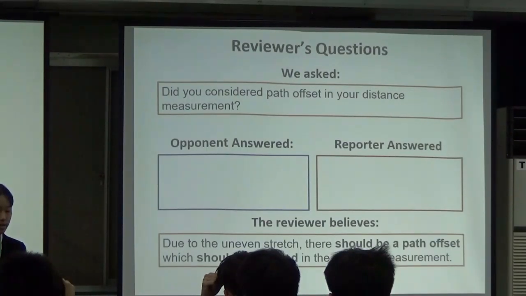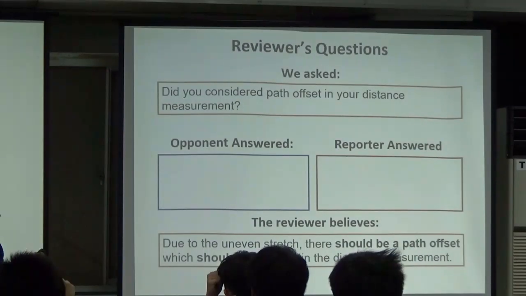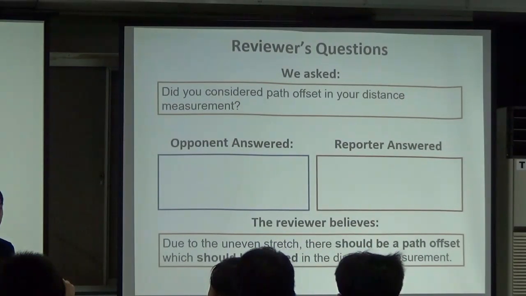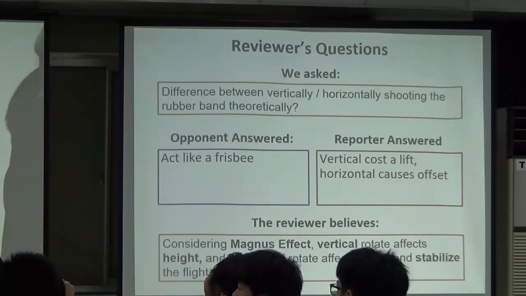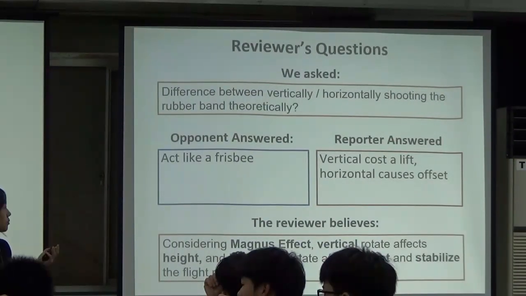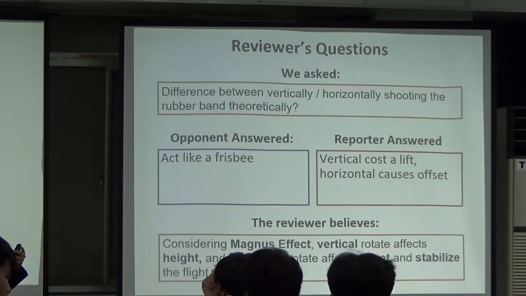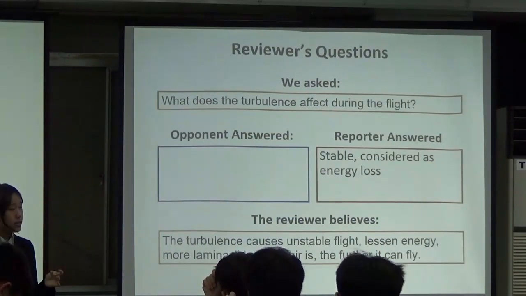And I asked, did you consider the task offset? And the reporter's answer is that they do it horizontally. We think that due to the unevenly stretched, there should be a task offset, and it should be defined in the distance measurement. And I asked, what is the difference between the vertically and horizontally shooting? And the reporter's answer is that the vertical causes a lift and the horizontal causes an offset, which the reviewer agreed with.